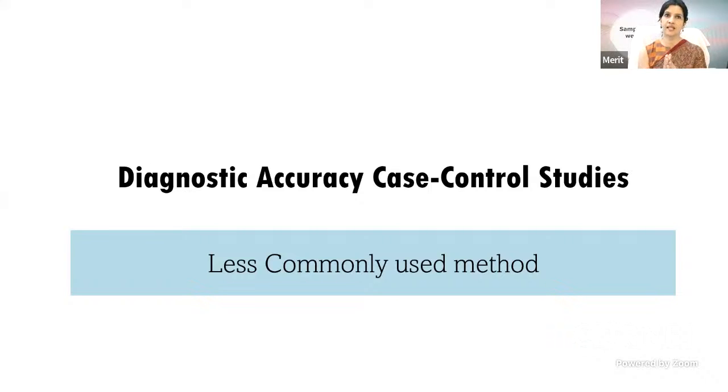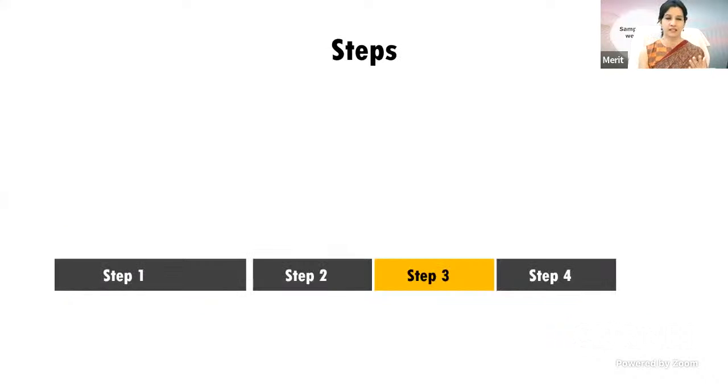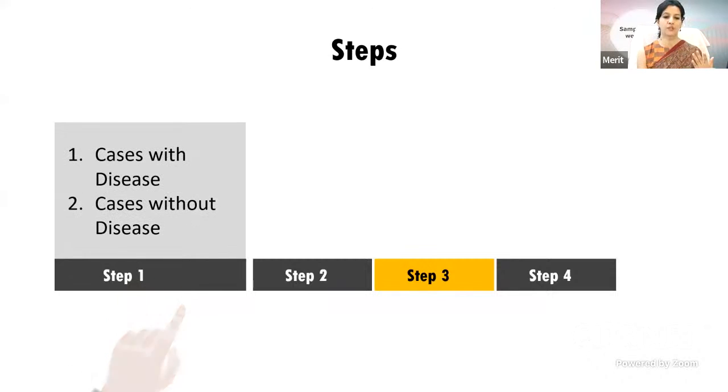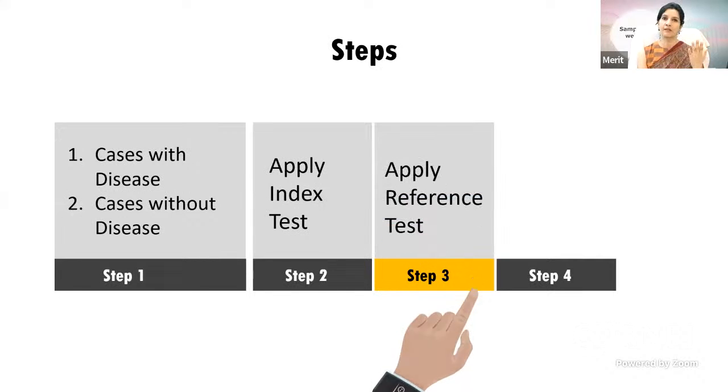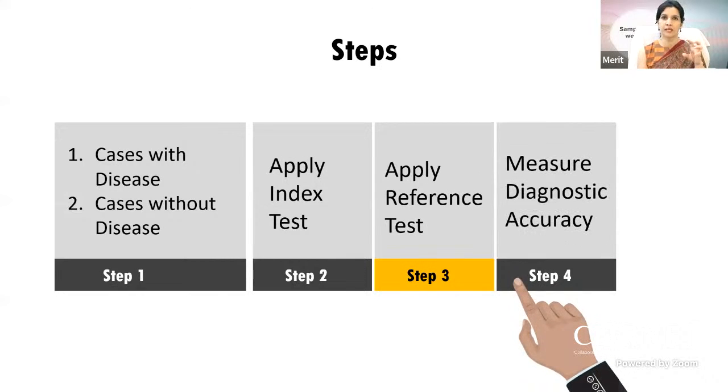So now the second is the diagnostic accuracy case control study, which is a less commonly used method. Like we design a typical case control study, you start with the cases which have the disease. Suppose I have a sample of only positive cases, then I take a control that is without the disease. Then I perform my index test first on both these sets, and then I apply my standard or reference test on these two groups. Then I make a 2x2 table and measure the diagnostic accuracy.